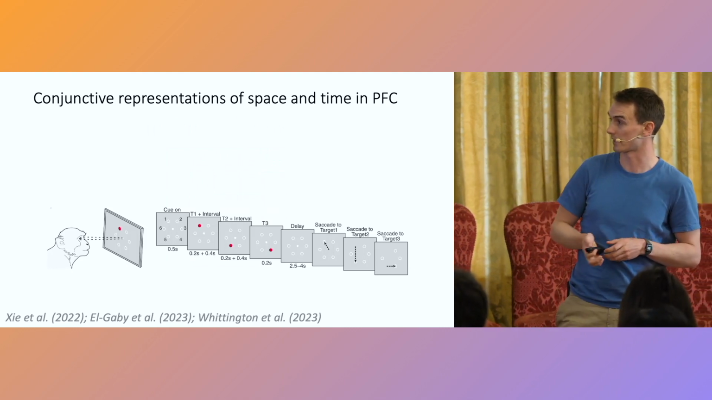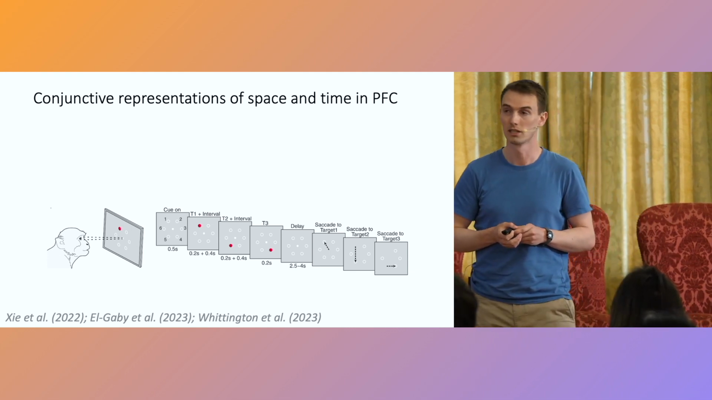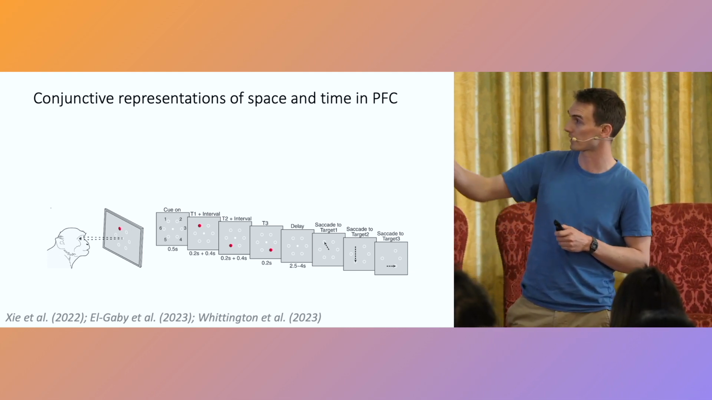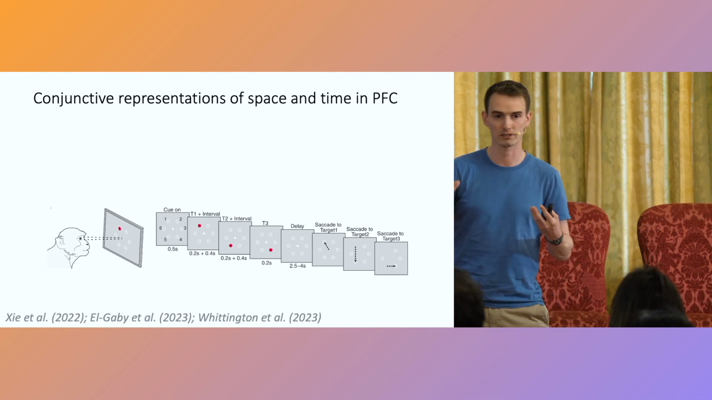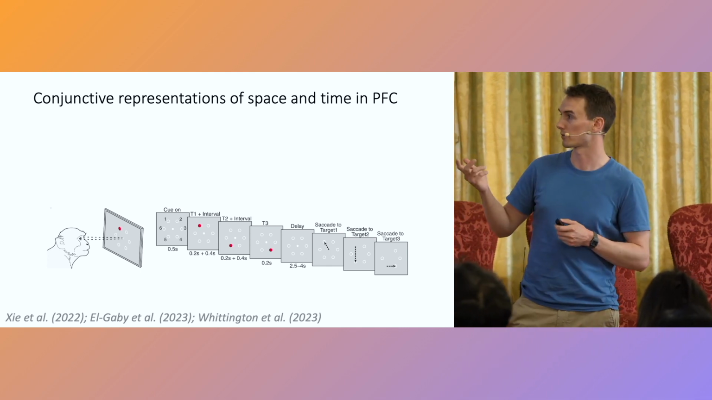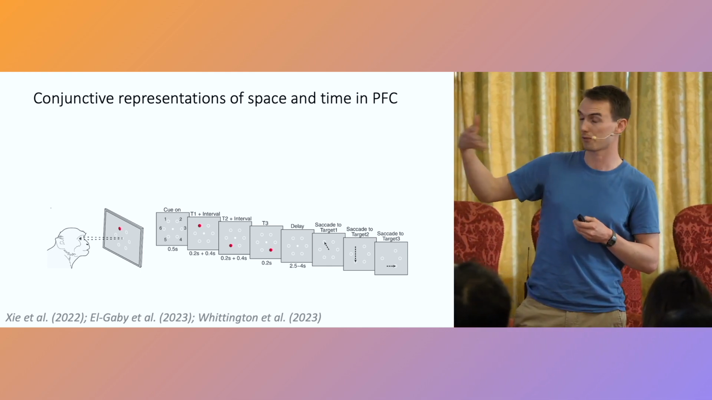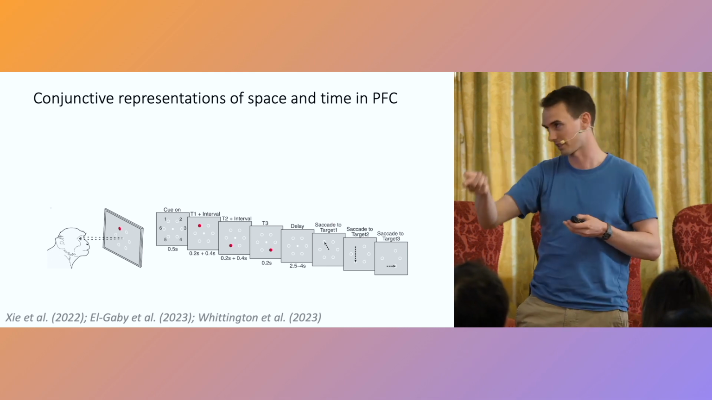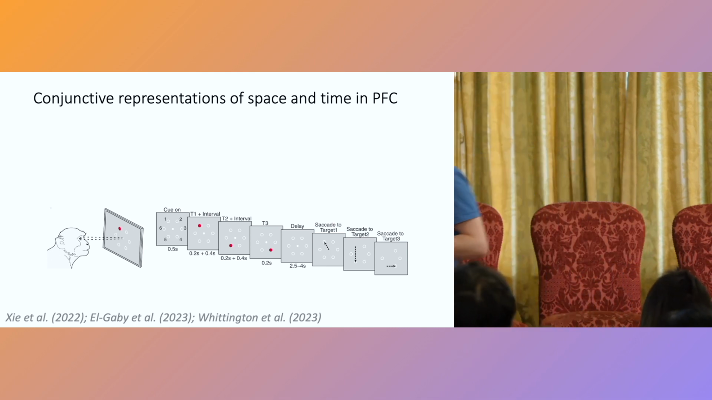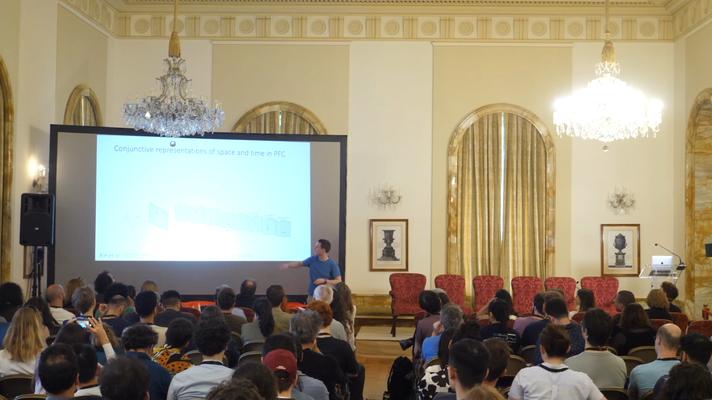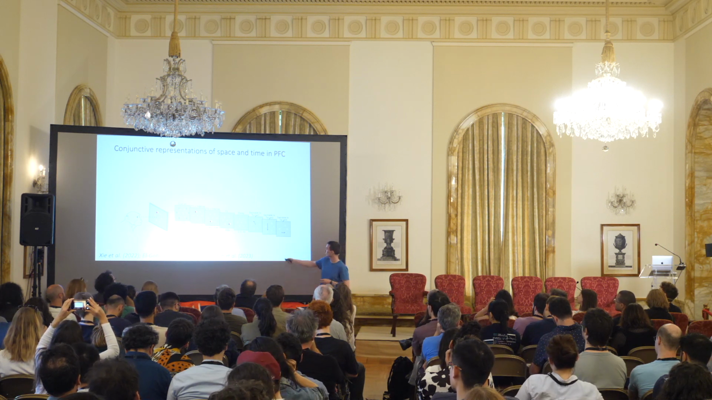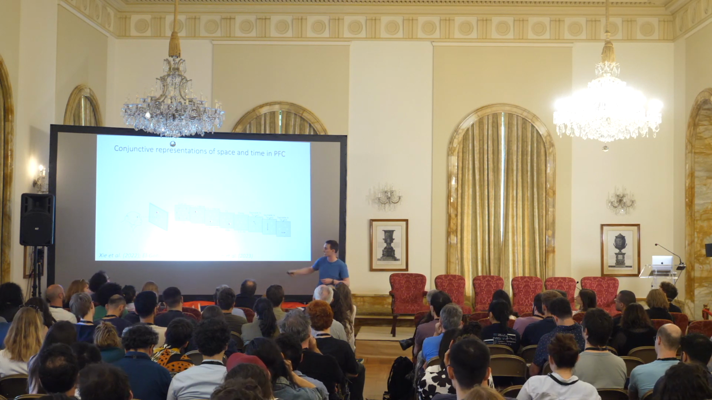This is an experiment that James also told us about 2 days ago, recorded by Xie et al., when they asked a monkey to saccade sequentially to 3 locations. The way it worked was that the monkey saw 3 locations on a screen, location 1, location 2, then location 3. And then there was a delay period. After this delay period, the monkey had to saccade first to location 1, then location 2, then location 3.